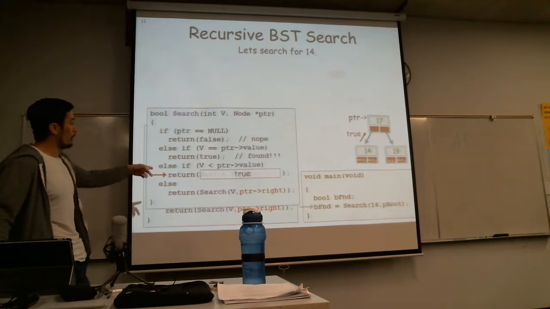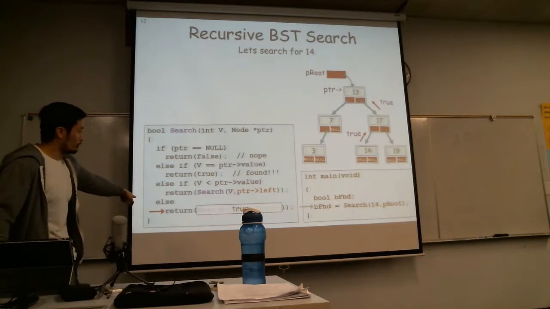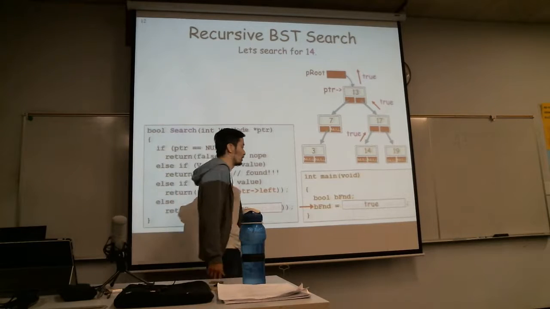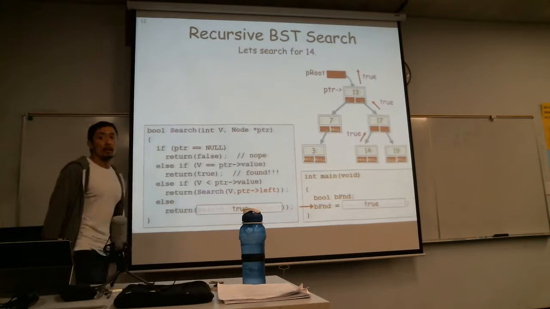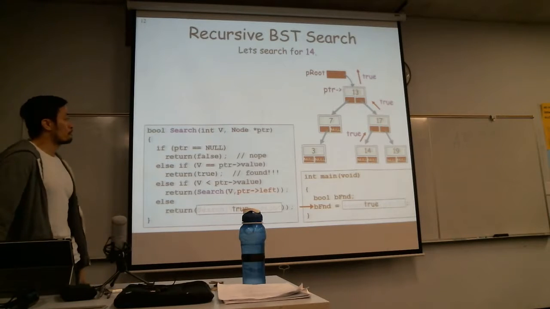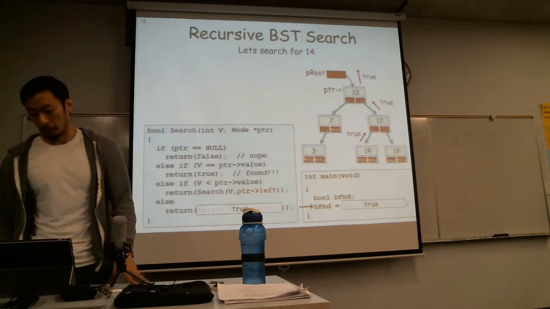And then we jump all the way up to this recursive call, then we jump up to this recursive call, which goes up to this recursive call, which would go to main, we store this into bfind, and we can do whatever we want to do with that. Okay, so that was stepping through a recursive search on a binary search tree. You might want to know this, if not for this class, but for your interviews as well.